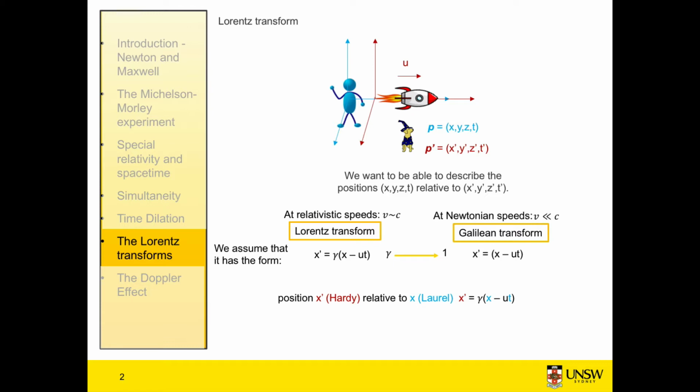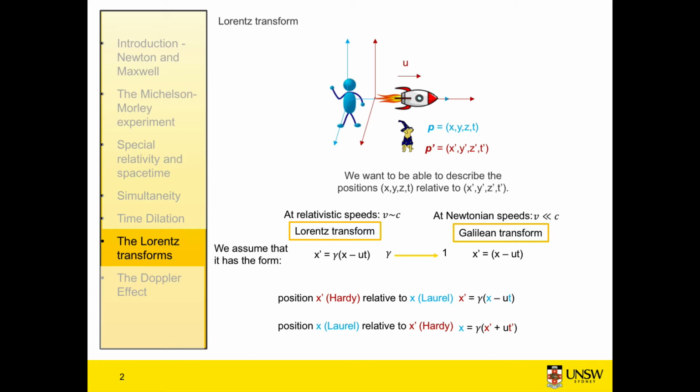So that is Hardy's position as viewed from Laurel's reference frame: x dash is equal to gamma times (x minus ut), where x dash is in Hardy's reference frame and x and t are in Laurel's. And likewise, we can do the reverse, and we would describe Laurel's position as viewed by Hardy, or Laurel's position in terms of Hardy's coordinate system, as x is equal to gamma times (x dash plus ut).